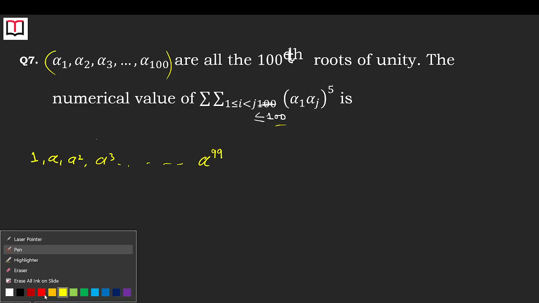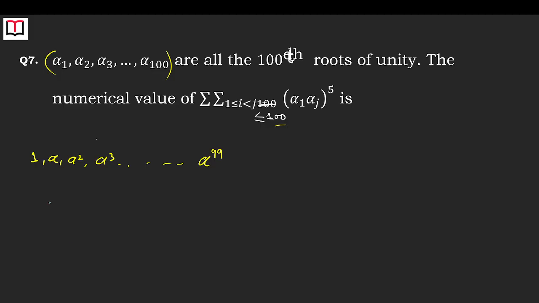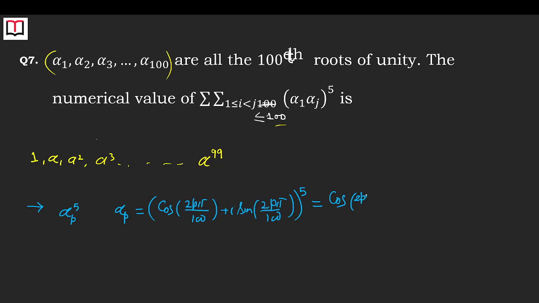See, we can have two different approaches to solve this question. One is alpha raised to the power 5. So alpha p is a 100th root of unity: cos 2p pi by 100 plus iota sine 2p pi by 100, raised to the power 5. Applying de Moivre's theorem, the power 5 will come inside and get multiplied with the argument. So it will be cos 2p pi by 20 plus iota sine 2p pi by 20.